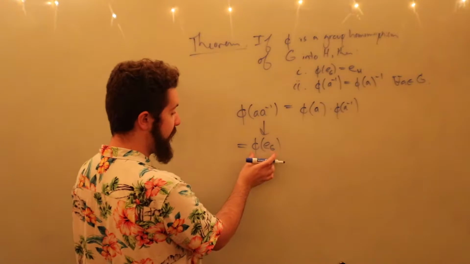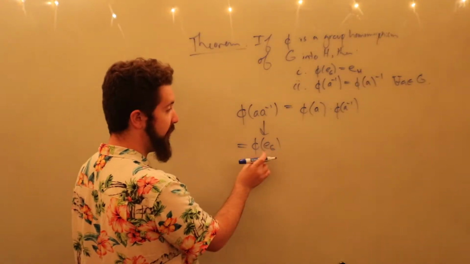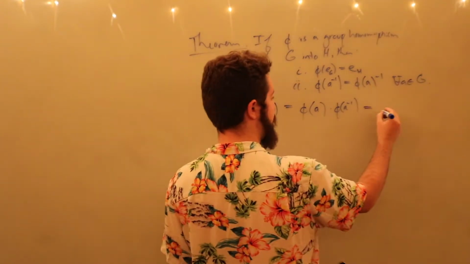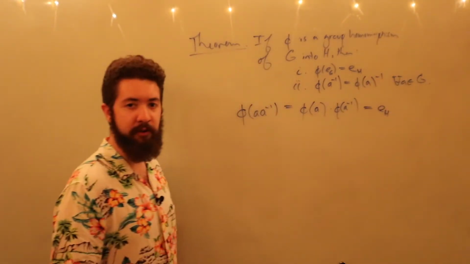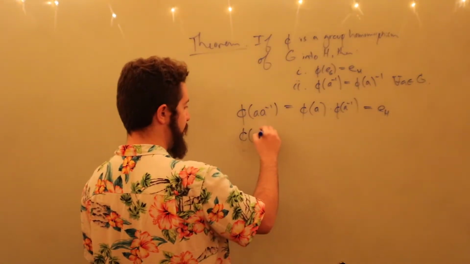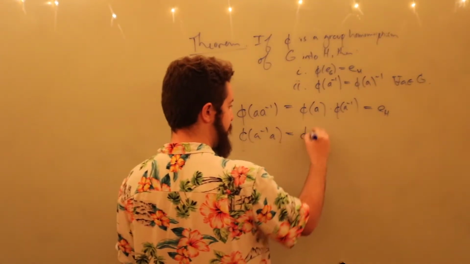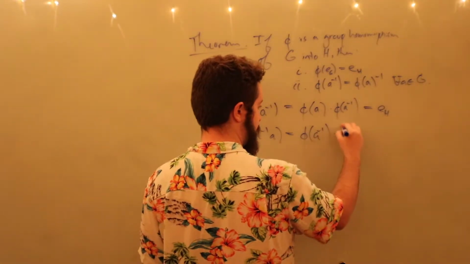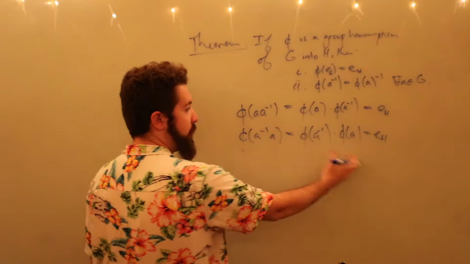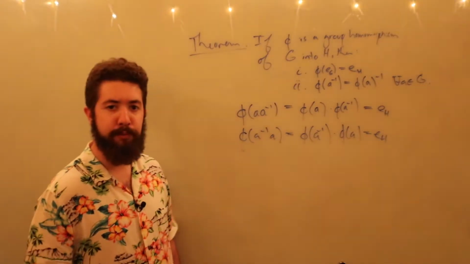Now since we know that e sub G is mapped by phi to e sub H, then we can say that this is equal to the identity in the group H. Likewise, if we do this in the reverse order, we find that it must be true that the product in this order is equal to e sub H.